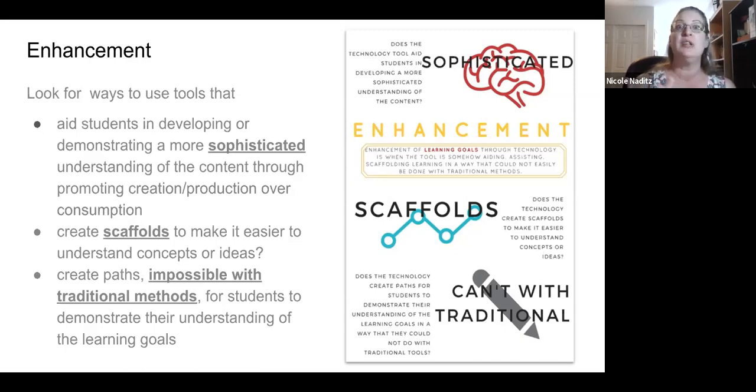So using a new technology tool is a big investment of time on our part, and it can be also on the student's part. So we want to be sure that the tools that we pick create a path for students to demonstrate their understanding of the learning goals, but we want to be so strategic and selective that we know we selected this particular tool because the path it creates to demonstrating the learning goal wouldn't have been possible without some feature that this tool has.